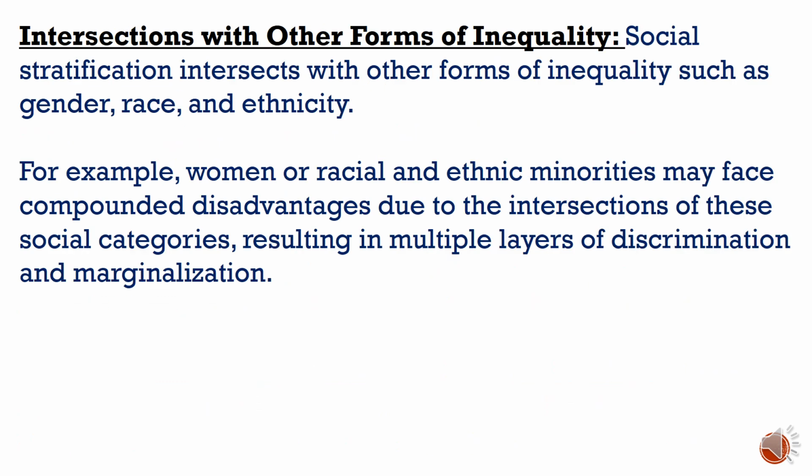Further, it's important to see the interactions of social stratification with other forms of inequality. Social stratification intersects with other forms of inequality such as gender, race, and ethnicity. For example, women or racial and ethnic minorities may face compounded disadvantages due to the intersections of these social categories, resulting in multiple layers of discrimination and marginalization.